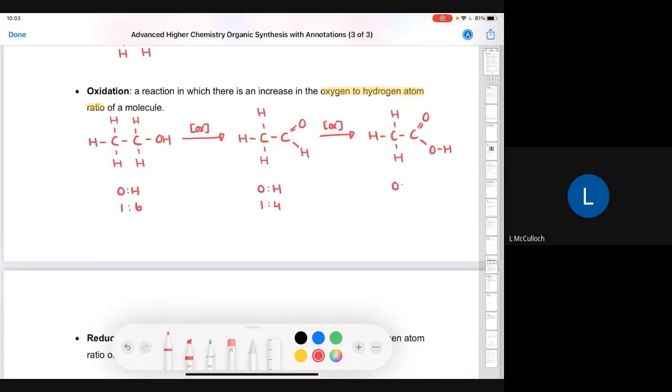And then if we look at the carboxylic acid, we've got an oxygen to hydrogen ratio of 2 to 4 instead of 1 to 4. So we can see that again, the oxygen to hydrogen ratio has increased.